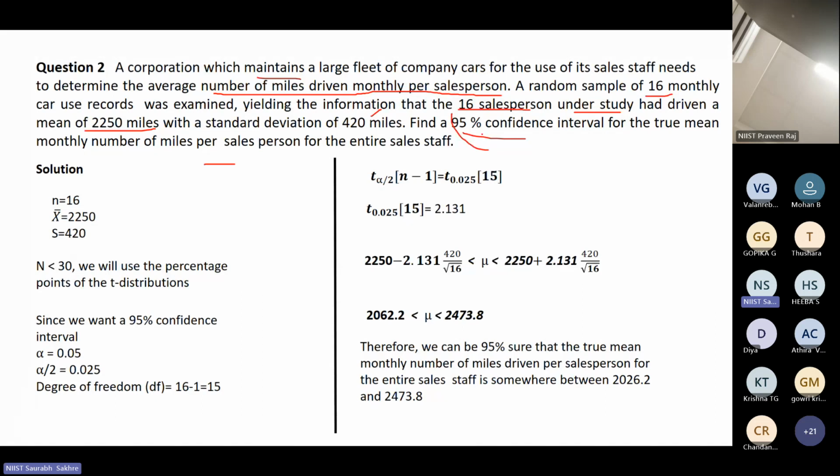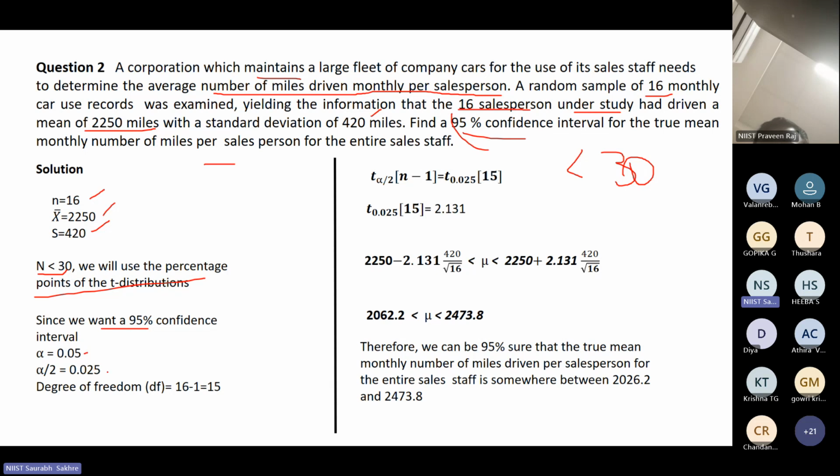Now one thing we have to keep in mind here is that since it is 16, which is less than 30, instead of normal distribution, we will apply t distribution. So our n is 16, bar x is 2250, s is 420. Now since n is less than 30, we will use the percentage points of t distribution. Okay, so we want a 95% confidence interval, right? So my alpha will be 0.05.